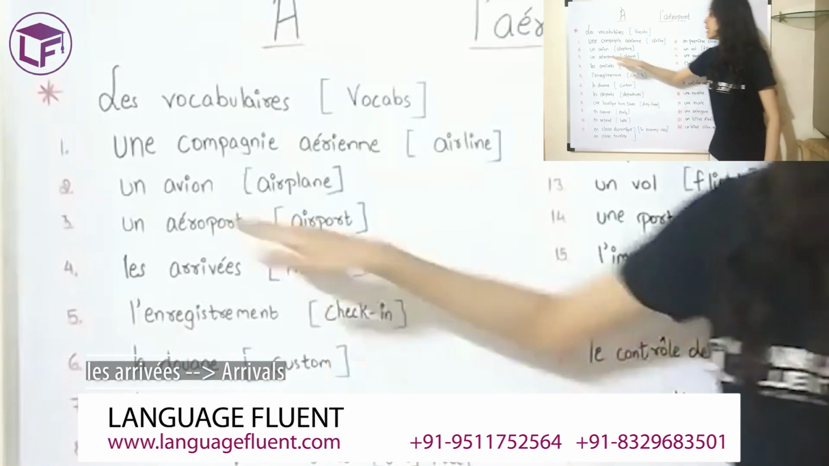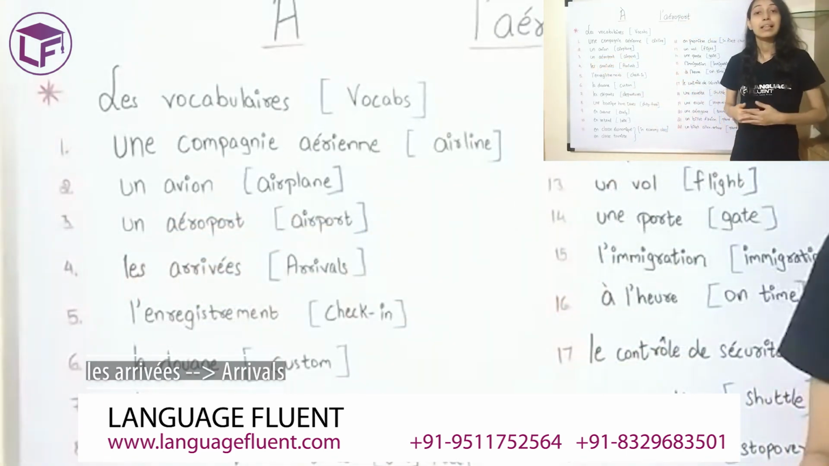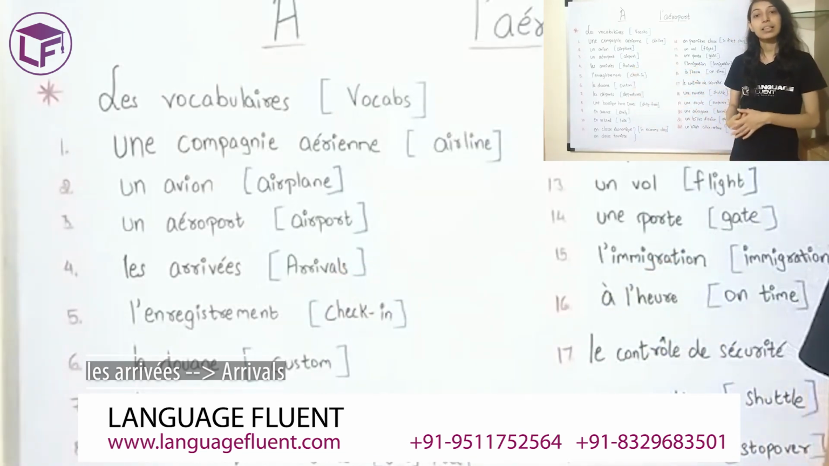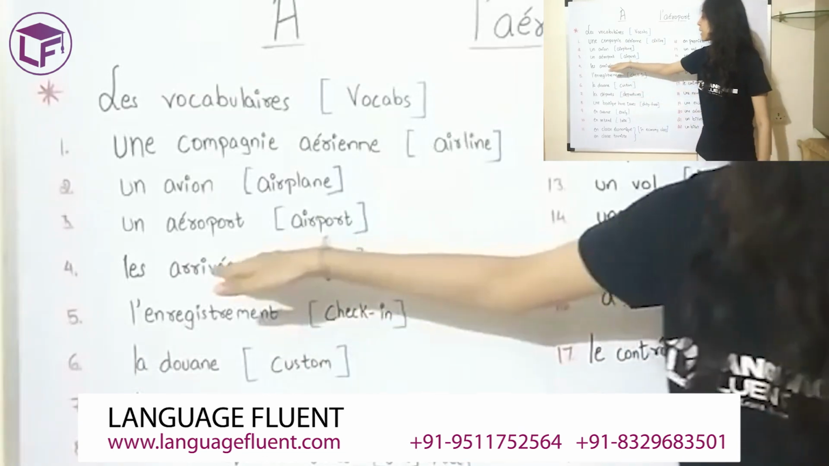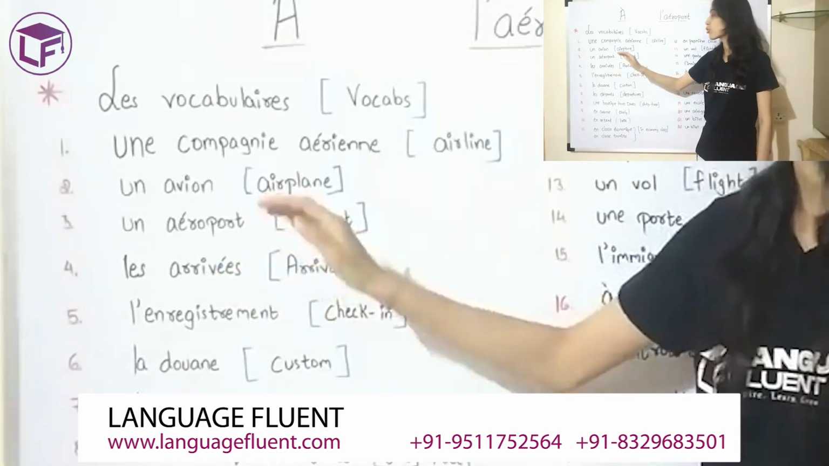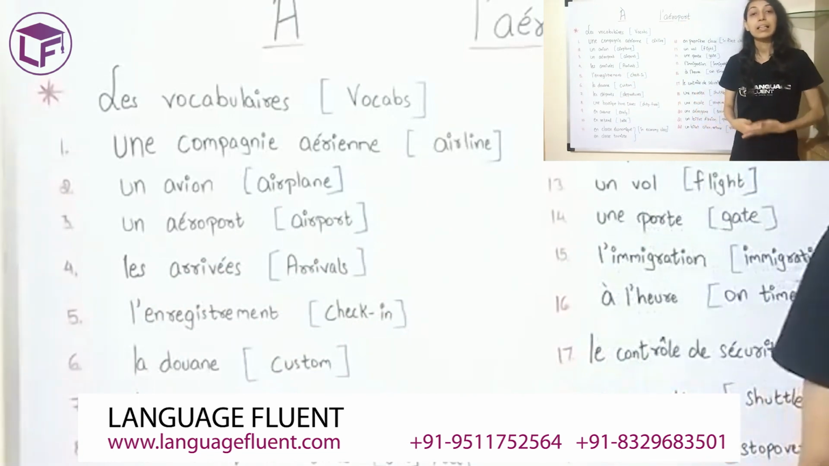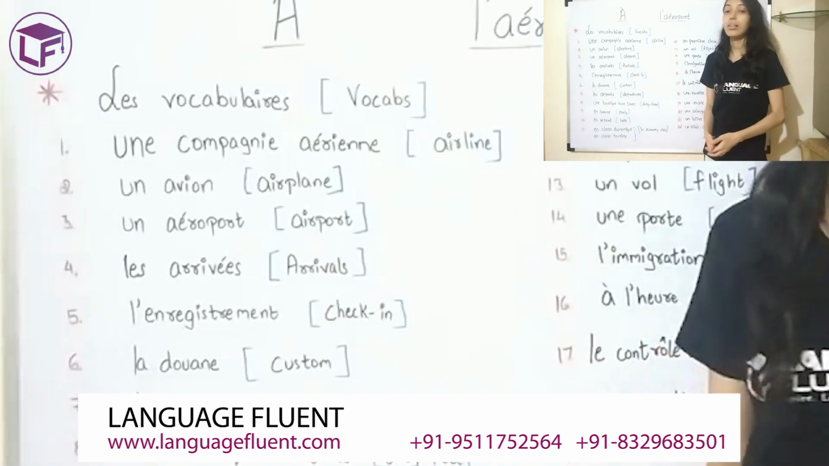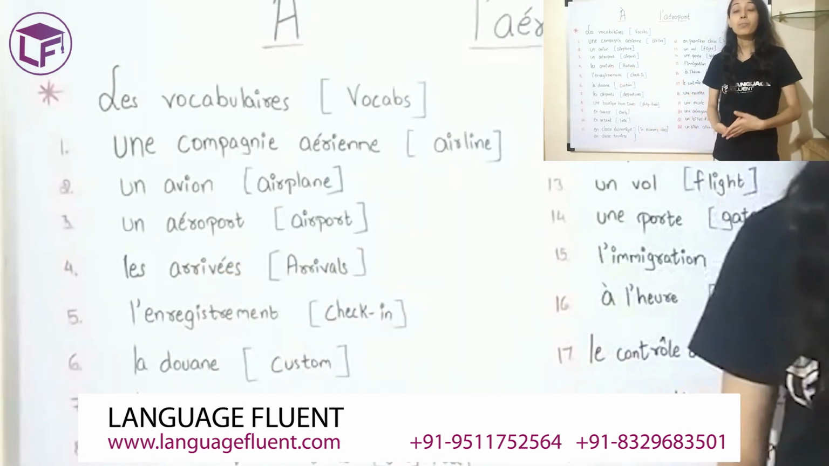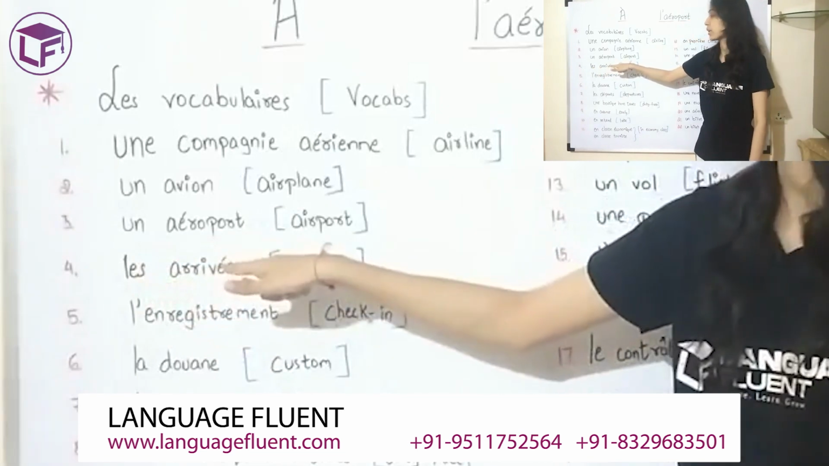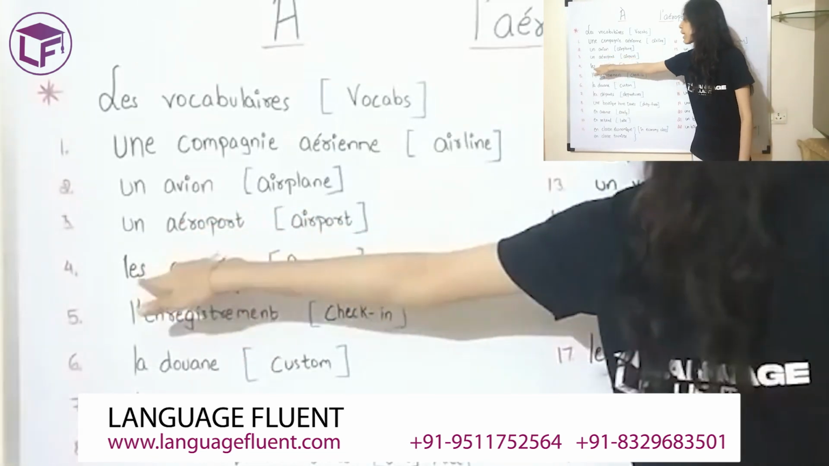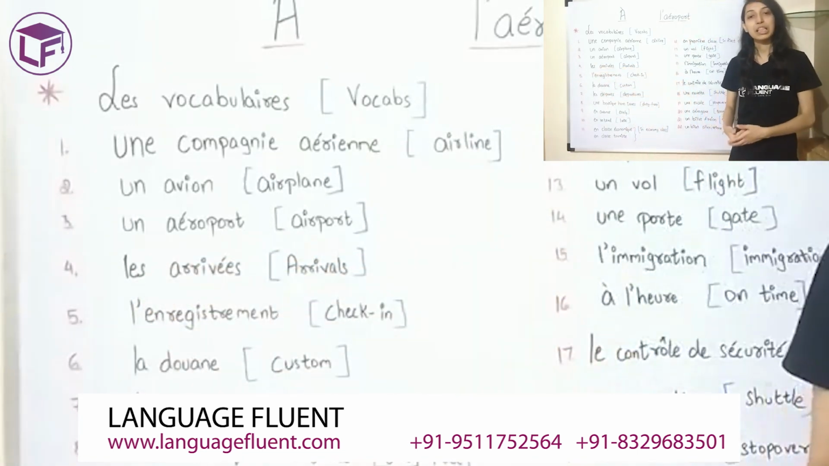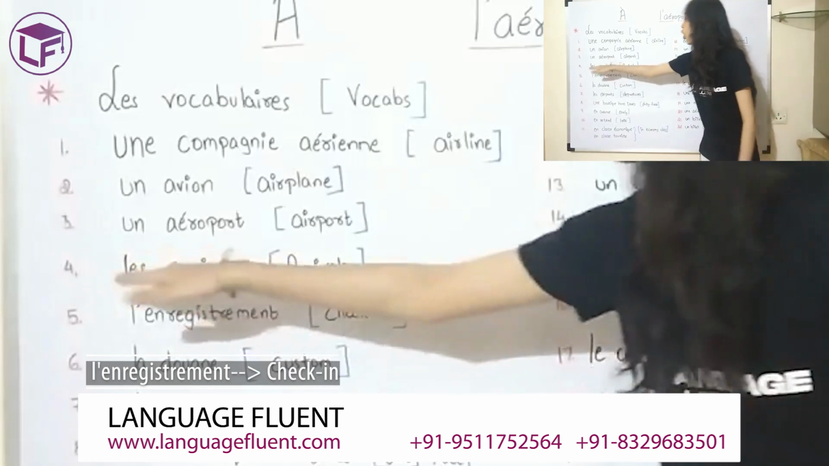Then we have les arrivées. Les arrivées, which means arrivals in English. So here, arrivée is a plural noun. So we are writing les. We also have gender and number. So this is plural, so we are adding les. And pronunciation is les arrivées, because s is followed by a vowel. So we say les arrivées. There is a liaison.